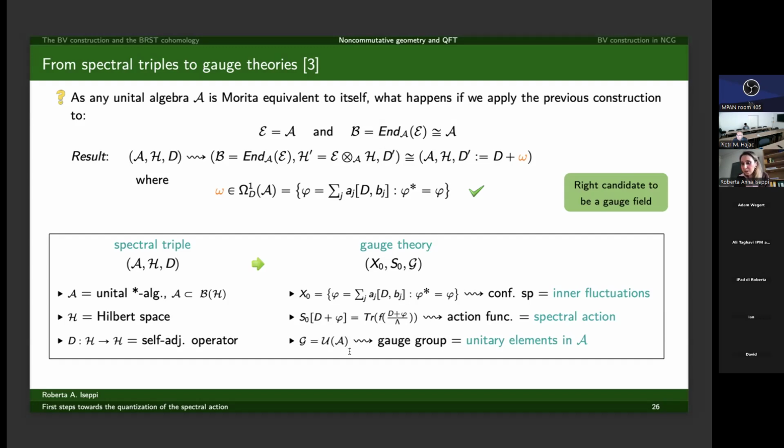And as far as the gauge group is concerned, these are just the unitary elements. And you can see, of course, that by conjugation with a unitary element, the spectrum doesn't change. So you see immediately the invariance of the spectral action under the action of the unitary elements.